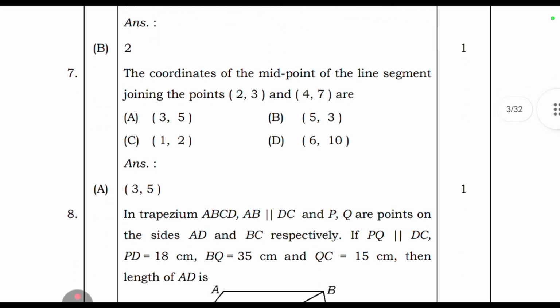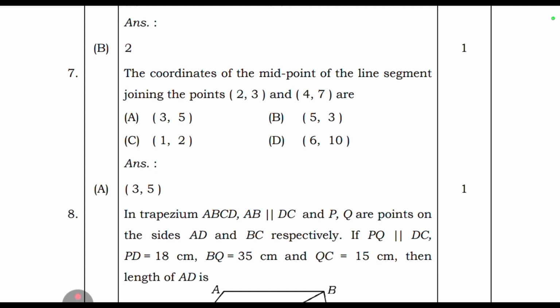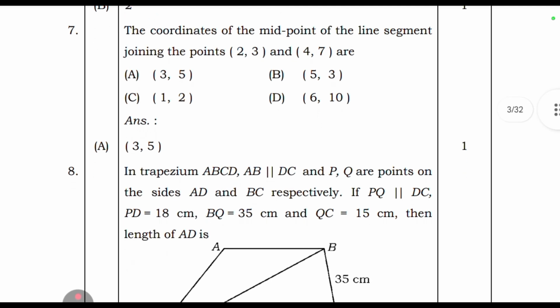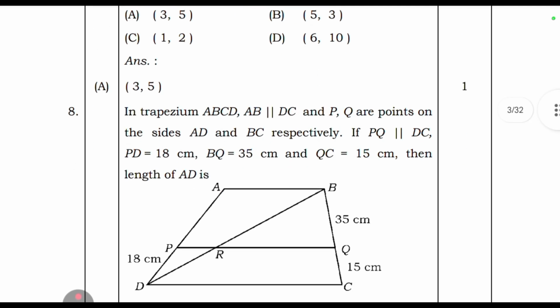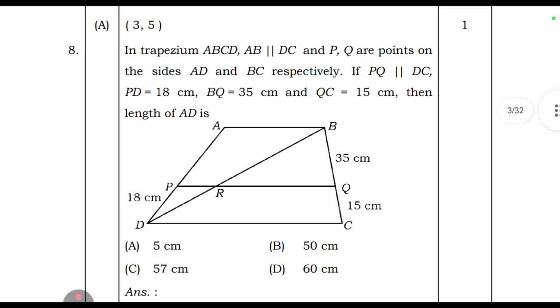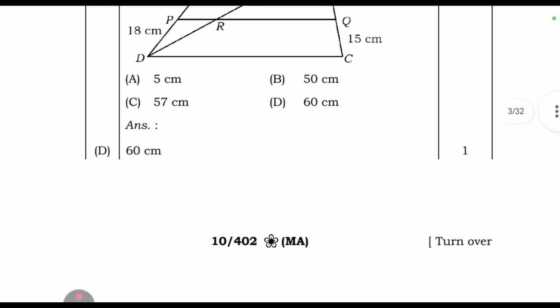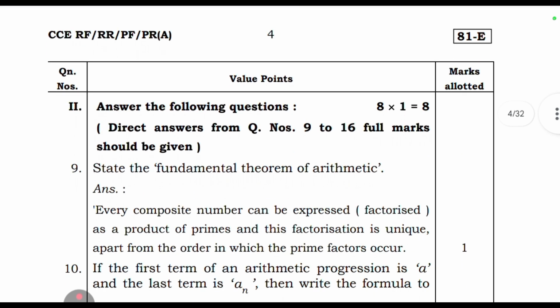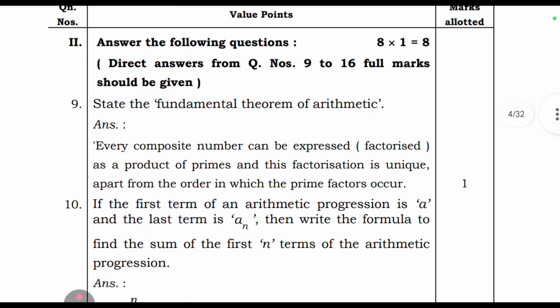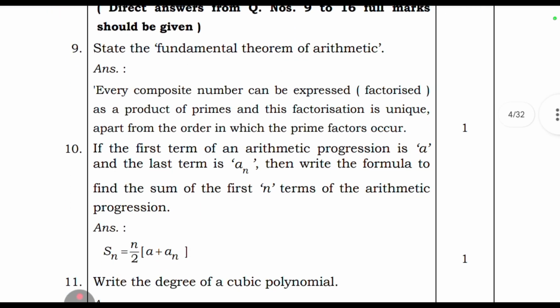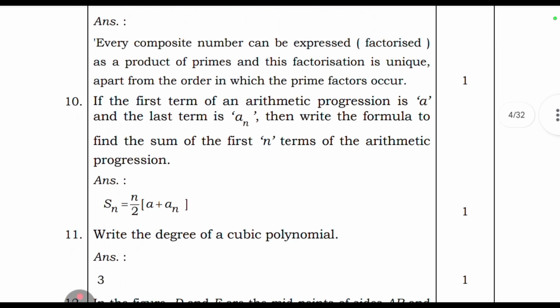Coming to the seventh question, the coordinates of the midpoint of the line segment joining the points 2, 3 and 4, 7. You have to find this by the midpoint formula. So the answer is 3, 5. And this is the 8th question from the triangle lesson, and the answer is 60 centimeter. Go to the 1 mark questions. State the fundamental theorem of arithmetic. This is a definition.